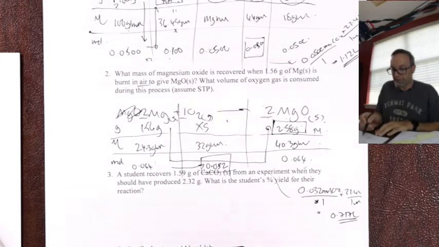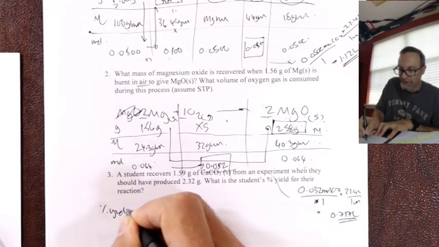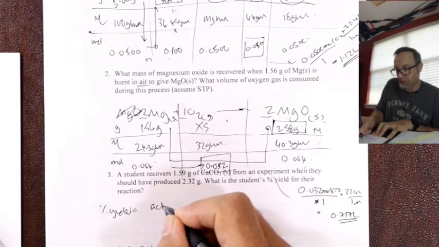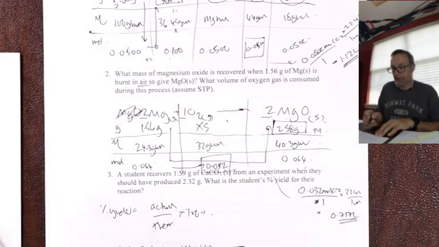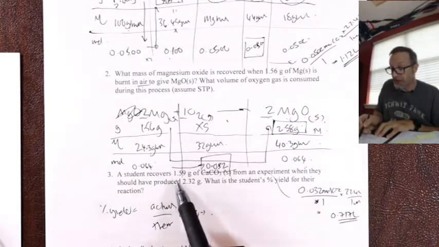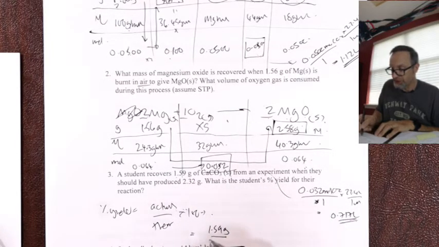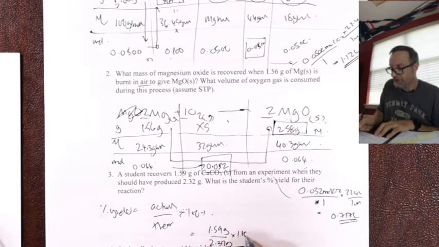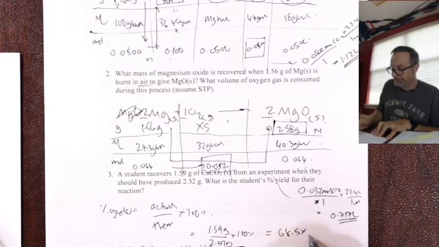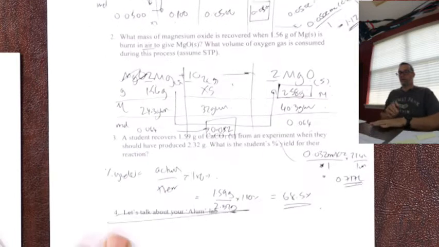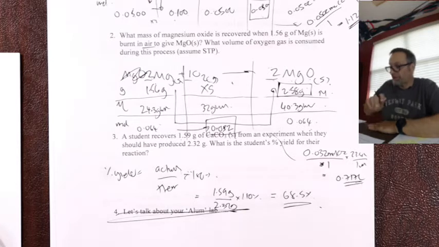Now, finally, this one here, nice and easy. This is just percent yield equals actual, what you got, over theoretical, times 100 for a percent, right? So what do we get? A student recovers, that's actual, 1.59 grams, when they should have produced 2.32 grams, times 100 for a percent equals, 3 sig figs, 68.5%. All right, so hopefully all that makes sense. The trick with these is just to practice, all right?